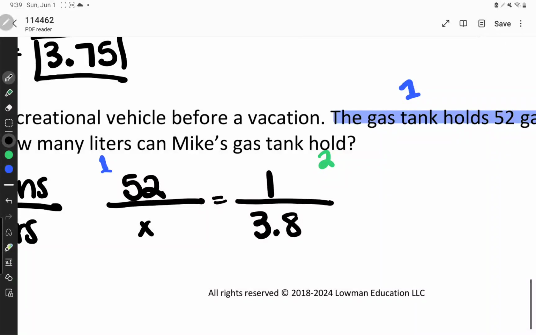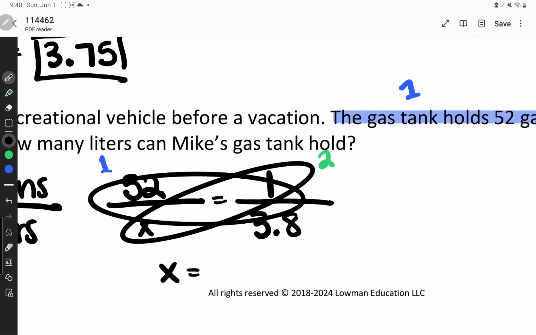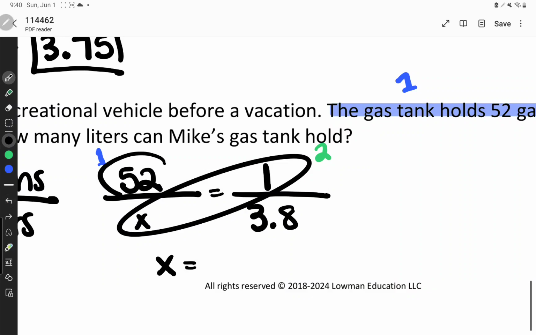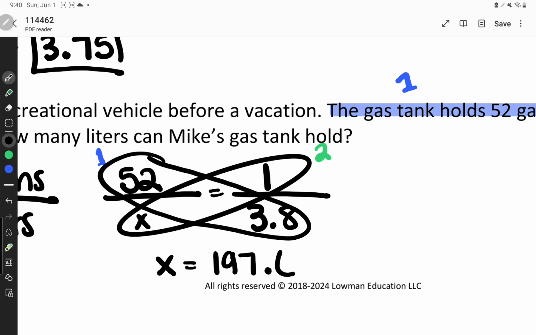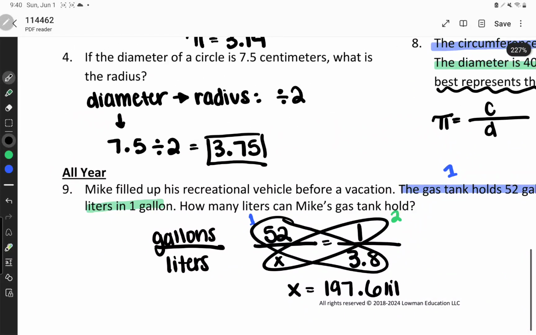How do you solve a proportion? You cross multiply. So I do x times 1. Well, x times 1 just gives me 1x, which is the same thing as just x. Then after that, I'll do 52 times 3.8. That was disgusting. I'm so sorry. 52 times 3.8. And that gives me 197.6. So that's 197.6 liters.